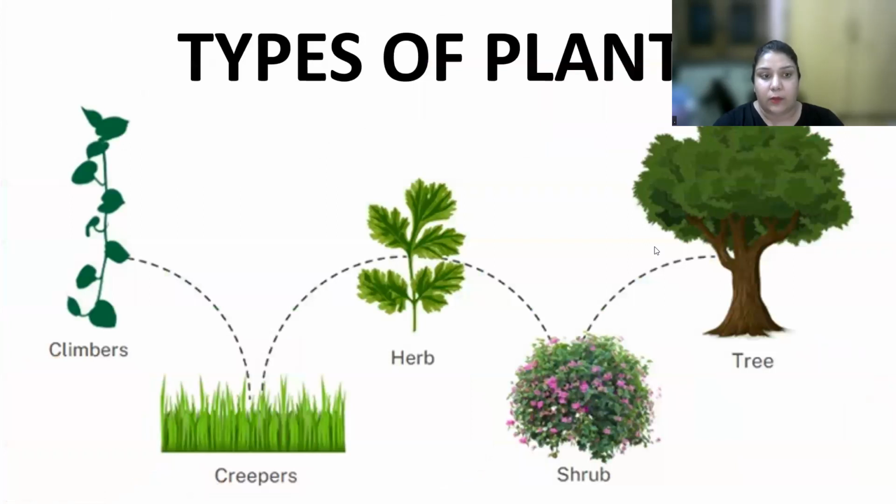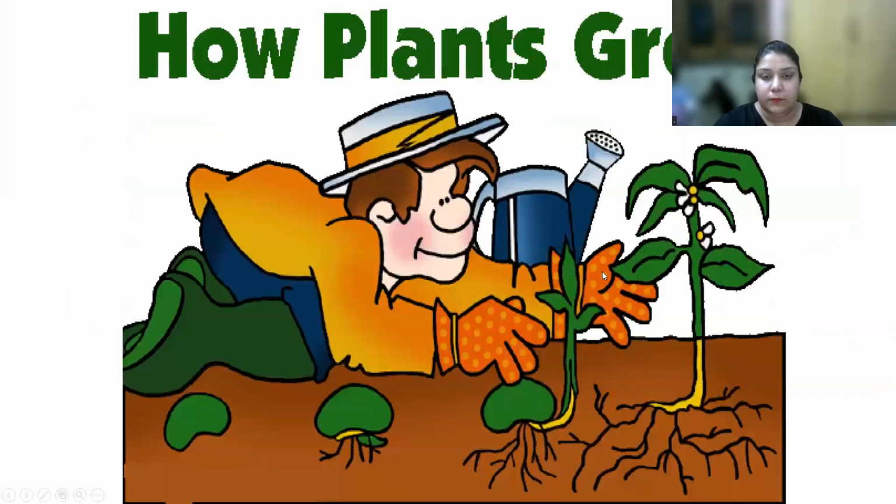So here I would like to revise that plants are of different types. Plants are in the form of climbers also that need support. They are in the form of creepers also that creep on the floor. They are also herbs, shrubs, and obviously trees. But how do plants grow? What is the process that they follow for their growth?